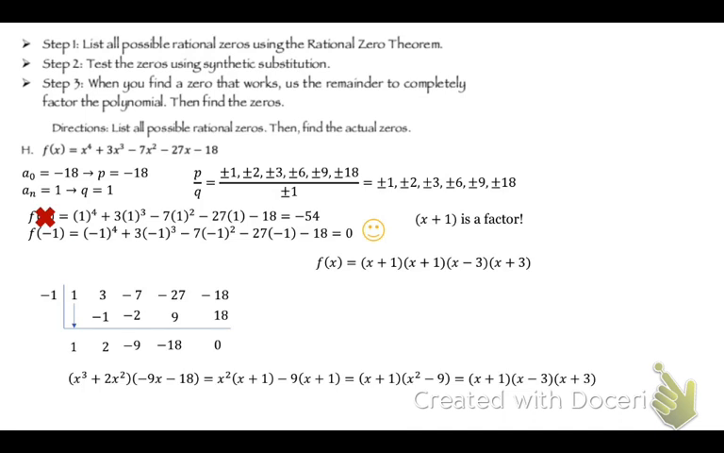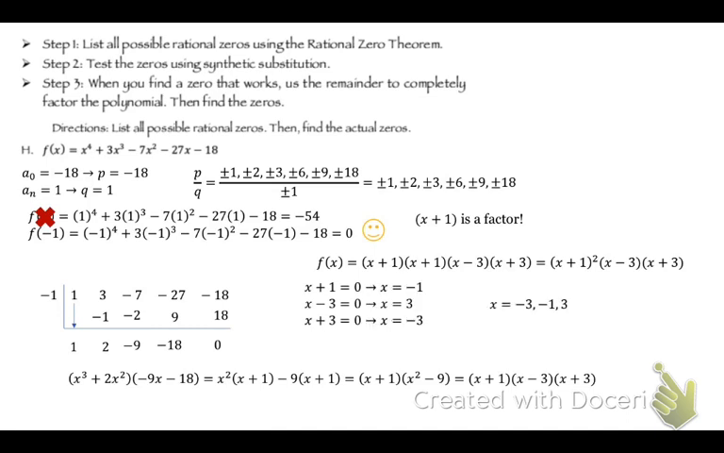So then our f of x equals x plus 1 times x plus 1 times x minus 3 times x plus 3. And we have two x plus 1s because of this one and of that one. Okay? And you can simplify that just a little bit further. So it would be x plus 1 squared times x minus 3 times x plus 3. Then we have to find our zeros. So we have x plus 1 equals 0, x minus 3 equals 0, and x plus 3 equals 0. So x equals negative 3, negative 1, and positive 3.